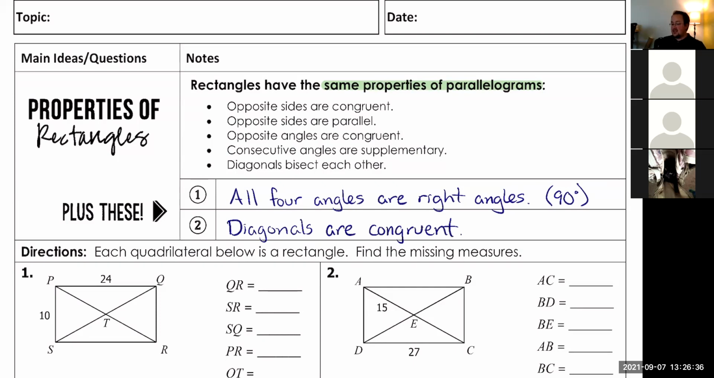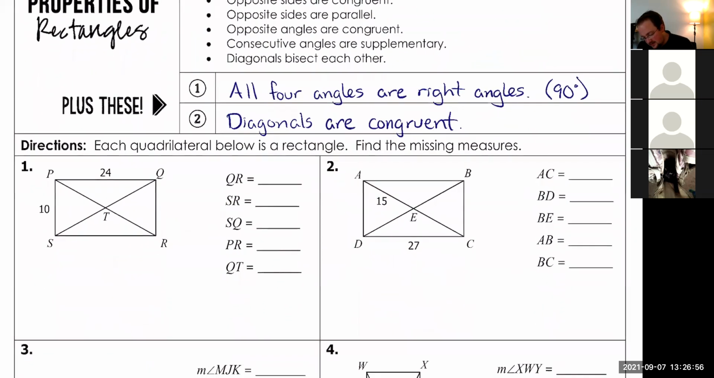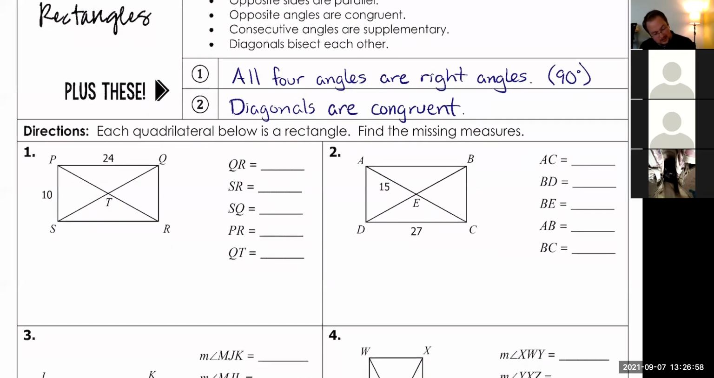Now, these 2 bonus ones here that we just wrote in do not apply to parallelograms. It works one way, it does not work backwards. Has to be a rectangle for these 2 extras to apply. Using that information, however, we should be able to work through some of this process rather quickly with a little bit of maybe extra help. We'll see.